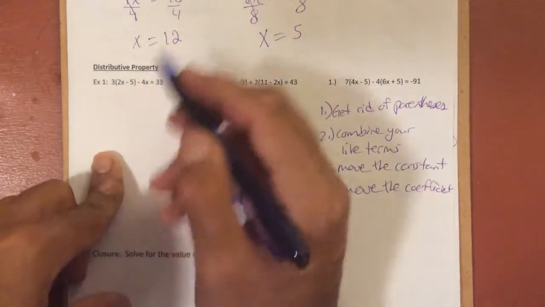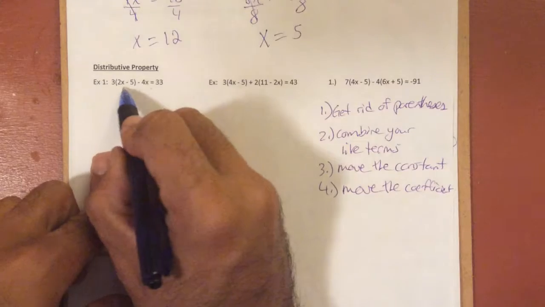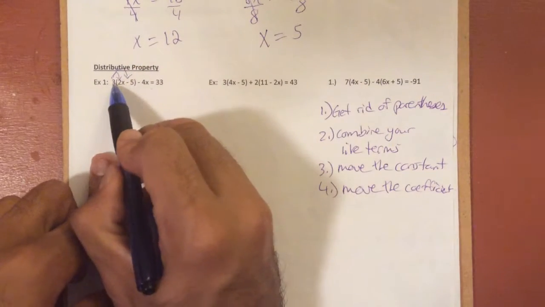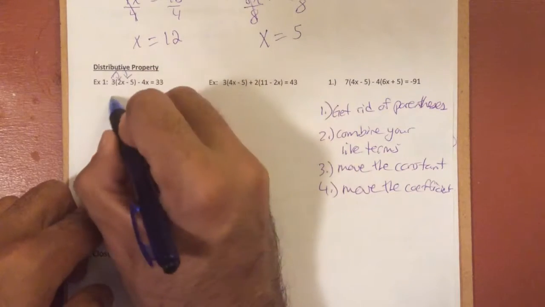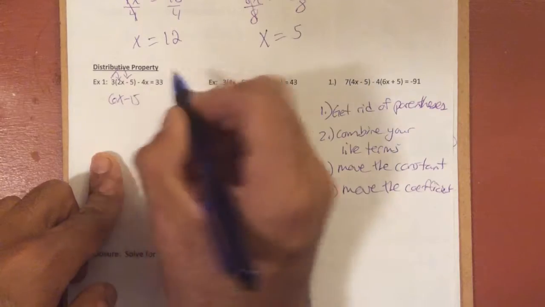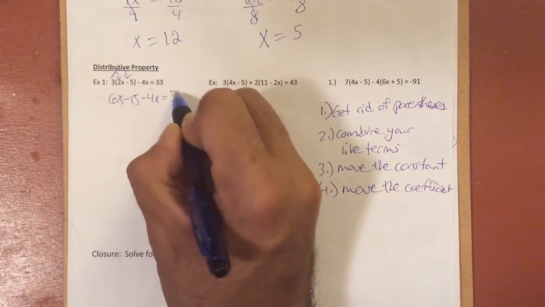So example 1, step 1, get rid of the parentheses. Oh, we do have parentheses, so let's get rid of them by applying the distributive property. 3 times 2x is 6x. 3 times negative 5 is negative 15. And then I want to bring down the minus 4x equals 33.